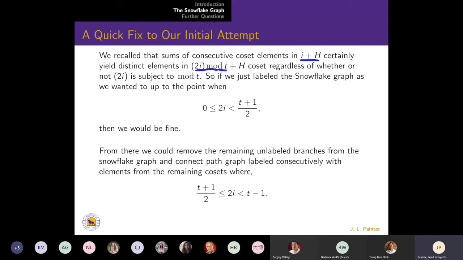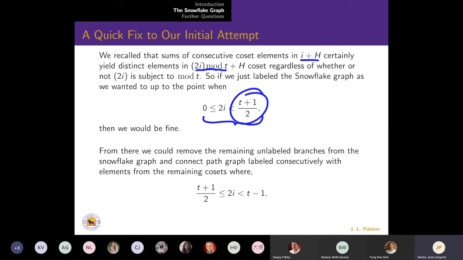So labeling the snowflake graph up to the point where 2I was not subject to mod T, meaning it's between 0 and less than (T plus 1) over 2, we would be fine. So what we saw is a way to quickly fix our initial attempt at labeling this snowflake graph by just labeling everything the way we had up until that point.